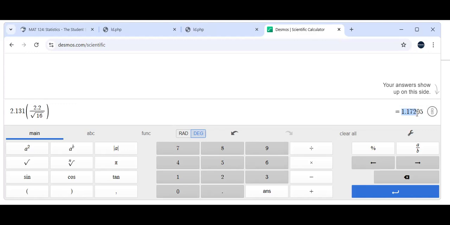1.172, and that's it. A lot of students are like, hey, what about that 5 right there? But you only ever look one place to the right of where you're rounding to. So if I'm rounding to 3 decimal places, I only need to look at the fourth number and nothing else. So this one does round off to 1.172. That is my margin of error, and I'm all done.